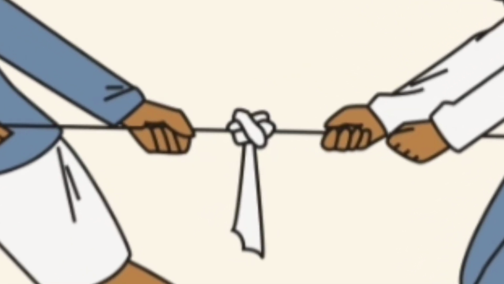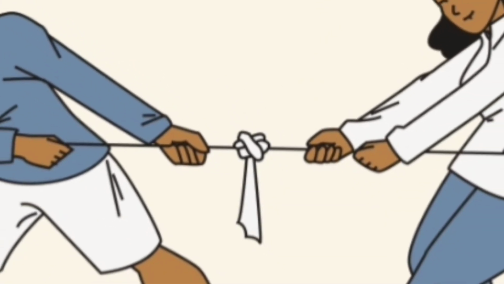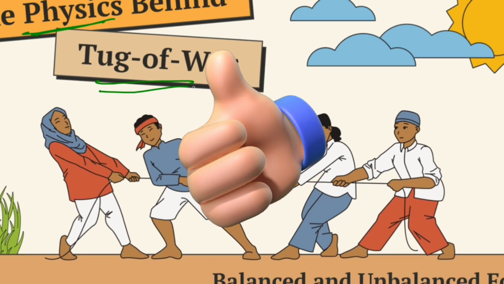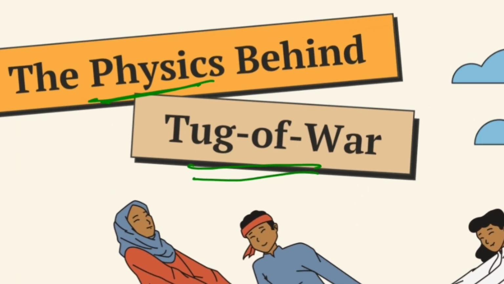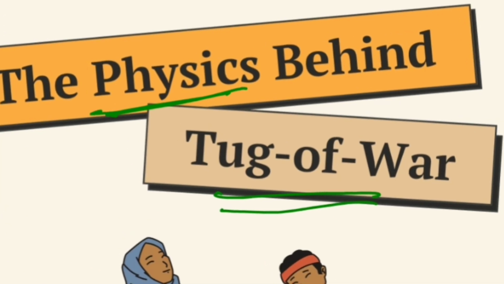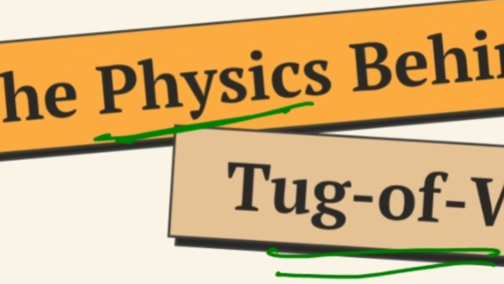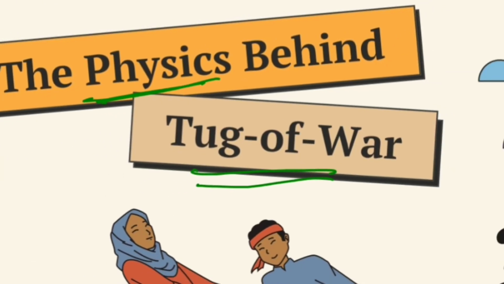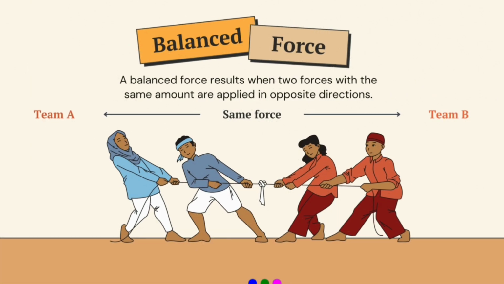Let's see the physics behind the tug of war. Have you played this tug of war game, children? You might have played, or at least you might have seen two teams playing tug of war. In this game, a lot of physics is involved. Let us see how balanced and unbalanced forces make a team win. Clear? See here.